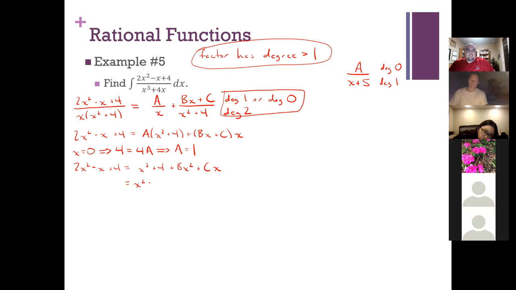So I'll factor out the X's. And really, since we only have two unknowns left, this shouldn't be that bad. 1 plus B plus X, that's only C. And then plus 4, we don't really need to do anything with that. So even from here, you can probably see what B and C are really quickly. Especially C. What's the value for C?